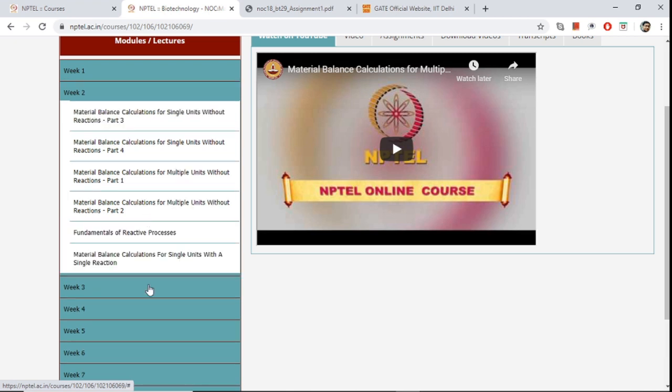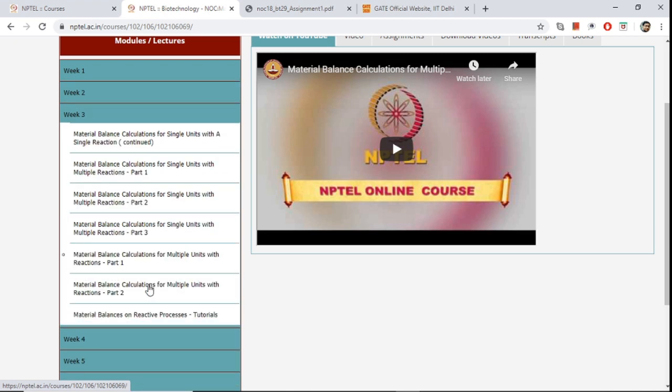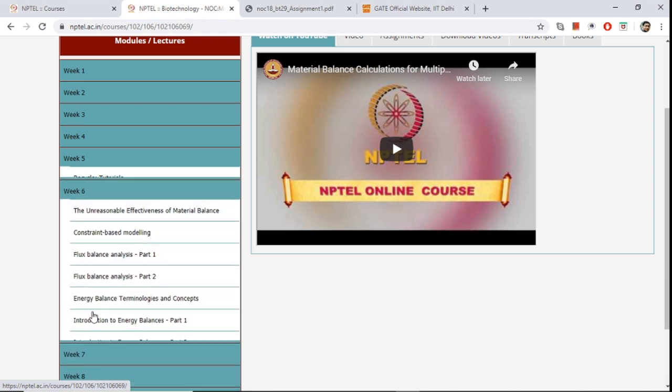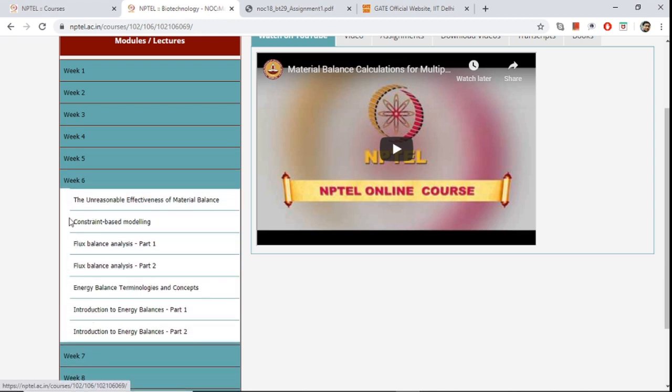So it covers basically the entire syllabus that is provided for GATE. It actually covers more than that, so we need to filter it out. We don't have to study things like biochemical reactions and flux balance analysis and all that. Just look at the syllabus and proceed. Don't try to study more.